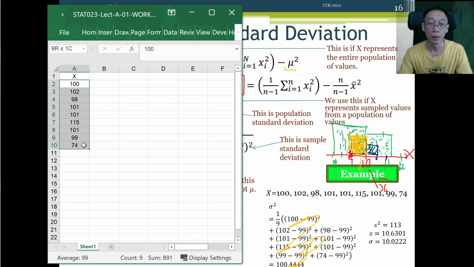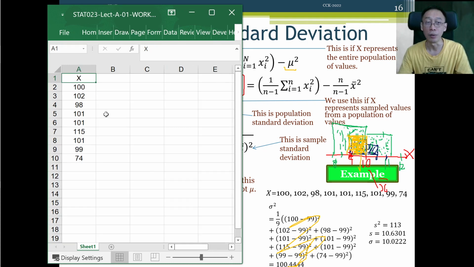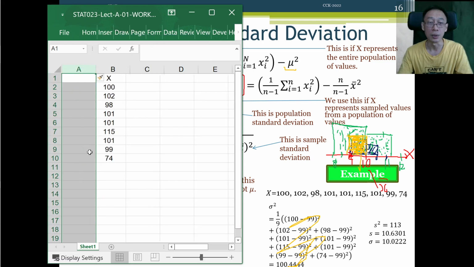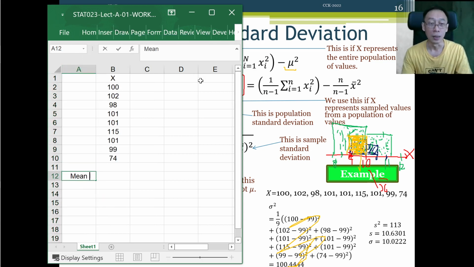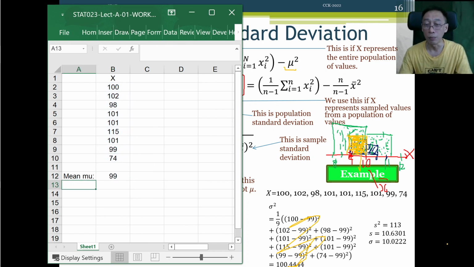So how many numbers are there? Altogether 9 numbers. So the illustration here is divided by 9, we have a total count of 9, and the symbol is sigma squared. We're treating x as if it is a population. First thing first, we want to calculate the mean. Let me insert a label so that I can say the mean is mu. That's the population mean. Population mean in Excel is very simple. Just do the averaging, and then we are done. So that's 99, and you can see why we have all these 100 minus 99, 102 minus 99, and so on.